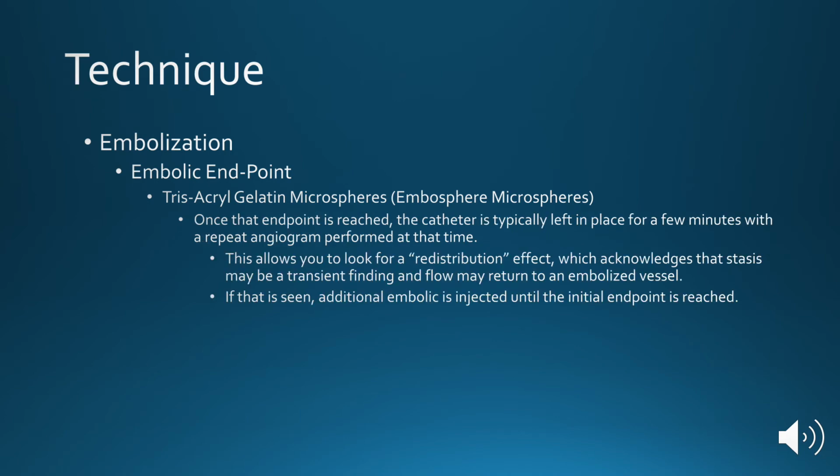Once that endpoint is reached, the catheter is typically left in place for a few minutes with a repeat angiogram performed at that time. This allows us to look for a redistribution effect, which acknowledges that stasis may in fact be a transient finding and flow may return to an embolized vessel. If that is seen, in other words, if we see additional flow in a vessel that we thought was embolized, we will simply inject additional embolic material until that initial endpoint is once again reached.